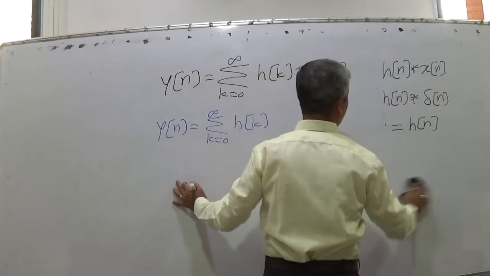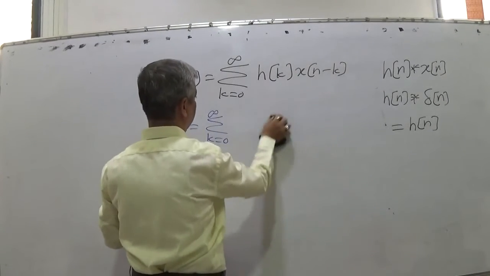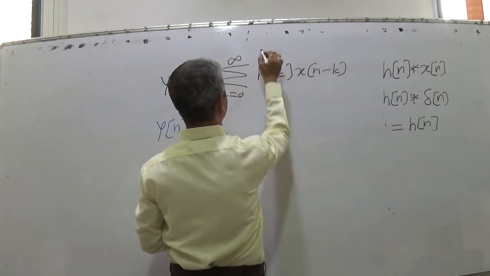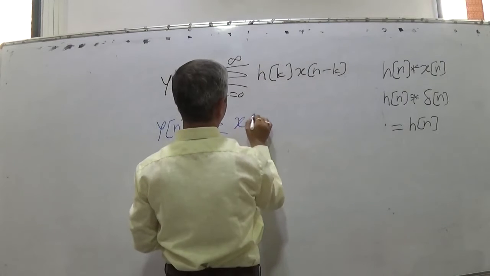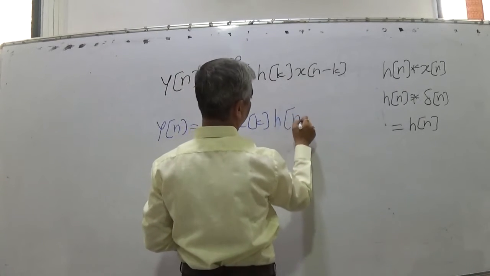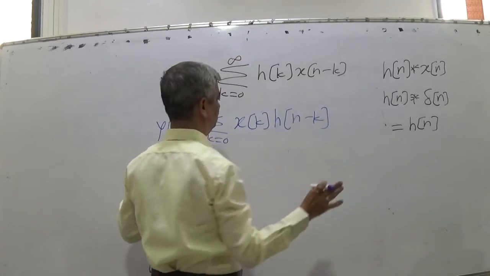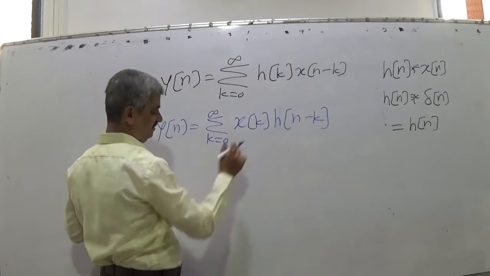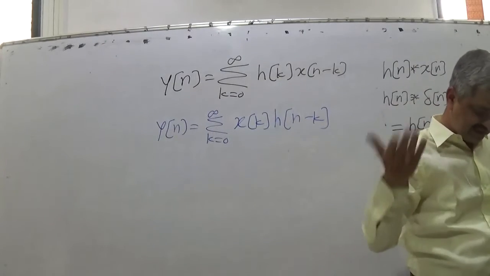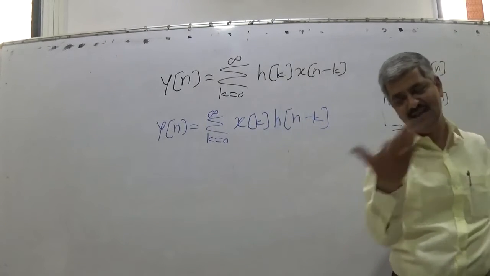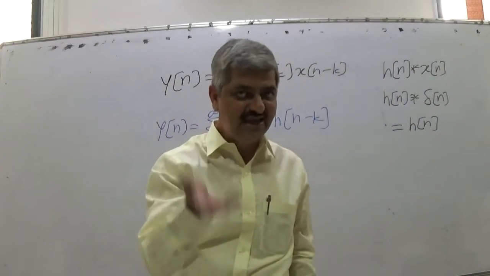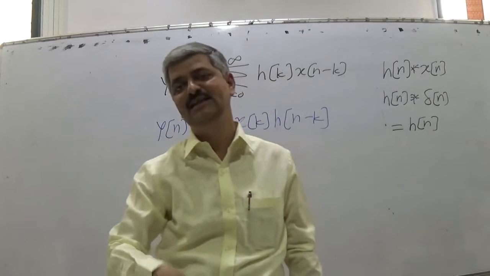In fact, we can use the property of commutation, which means convolution can be expressed like this, and it can also be expressed in the other form. This is also allowed, since the convolution of x(k) and h(k), or h(n) and x(n), is commutative. So you can write either the summation of h(k) x(n minus k) for k running from 0 to infinity, or x(k) h(n minus k) for k running from 0 to infinity.